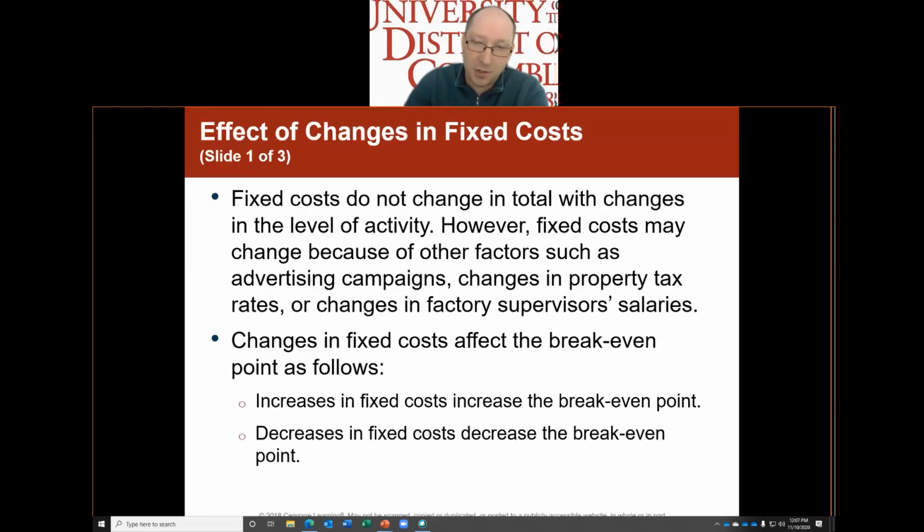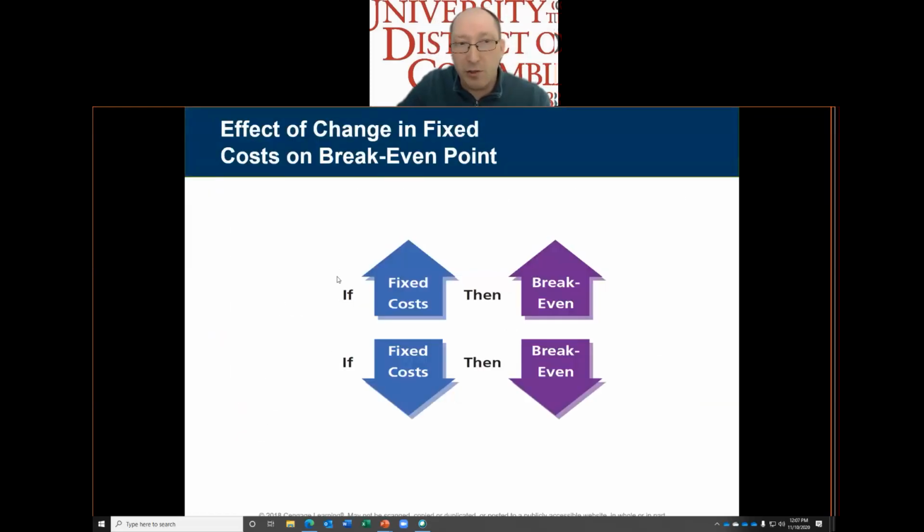Changes in fixed costs will obviously affect the break-even point. If my fixed costs rise, that means I've got to sell more to cover my break-even. The opposite is also true. If my fixed costs decrease, that means my break-even point is lower. Remember, they follow the same relationship. Fixed costs go up, that means my break-even goes up. Fixed costs go down, that means my break-even goes down.